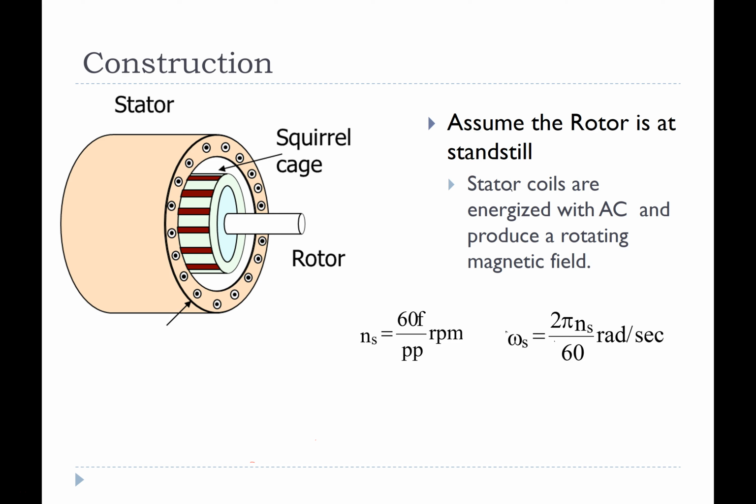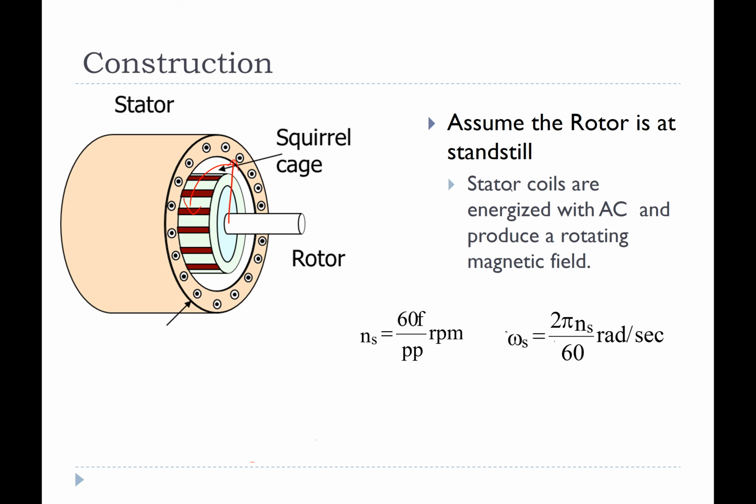Now, just as a reminder, this is what the machine looks like, and we have the stator on the outside here in an iron core, and we have the rotor also in an iron core. And the stator, if you remember, is a three-phase winding that produces a rotating magnetic field. So what happens now is, as you energize the AC winding, you produce this rotating magnetic field.